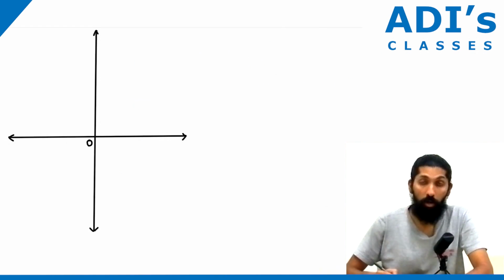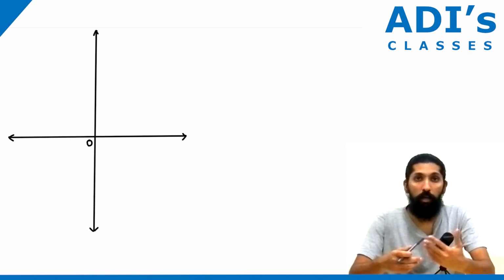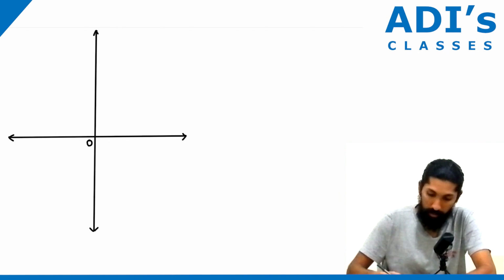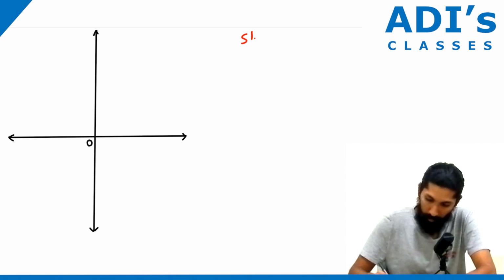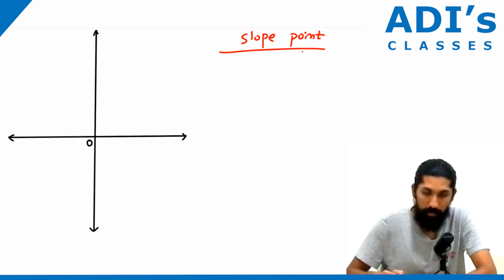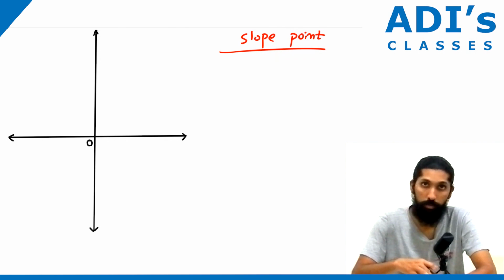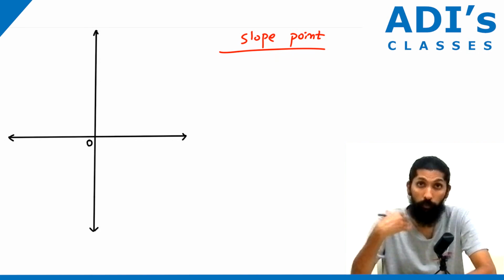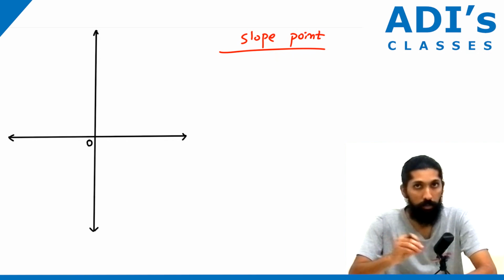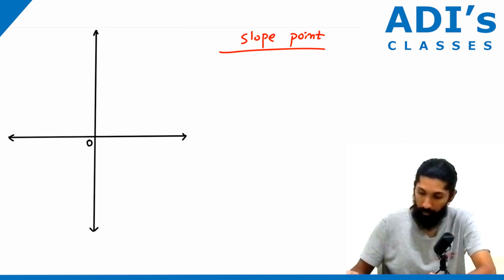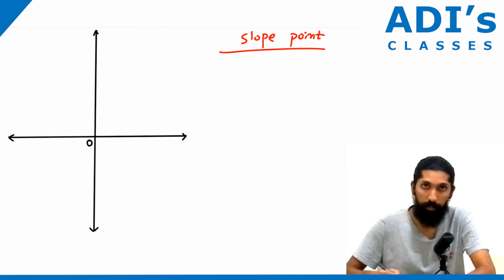The next form of a line is what we call slope point form. Now guys, slope point form is one of the most important forms we use. It's extremely important because most of the equations you form in the questions are based on slope point form. It's very easy also. Now here we are looking at slope and a point, correct?